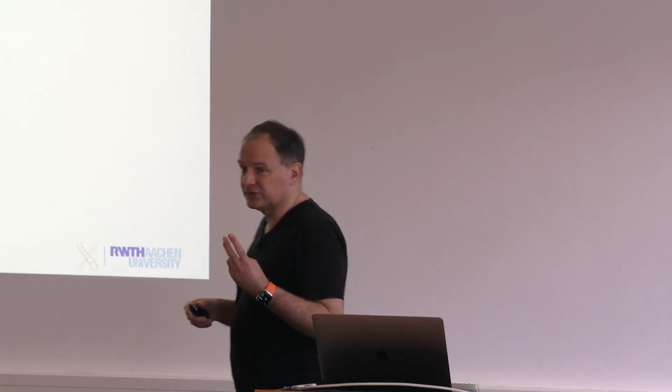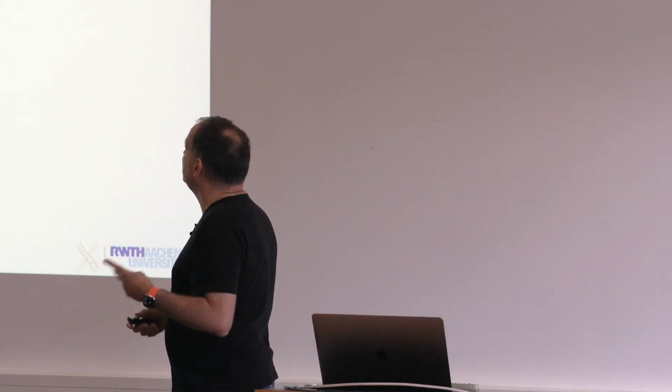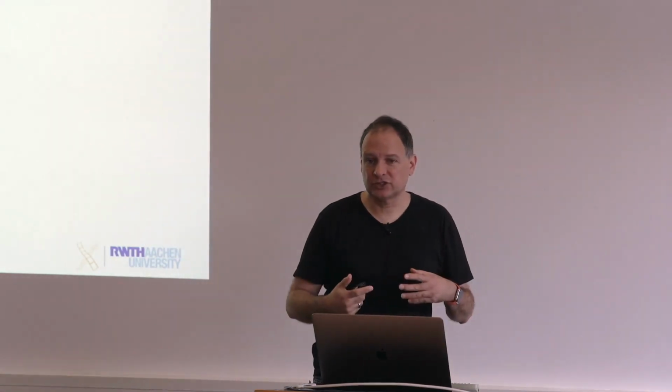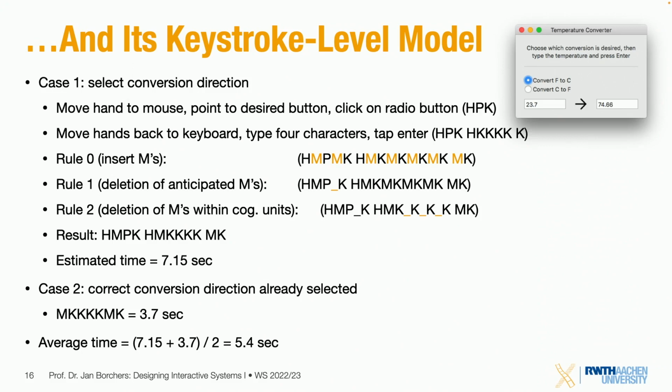This has 2 cases, right? Either I need to actually click on the radio button to change the conversion direction, or the right direction is already selected, right? We said both cases are equally likely, so each of them has a 50% chance. So let's do the complicated one first, because the other one is then just going to drop out of that too. So let's assume we need to actually change the conversion direction. So I move my hand to the mouse, because we said the hands are at the keyboard, right? That's where the starting point was, at the keyboard. So if there's a mouse action, we need to do homing.